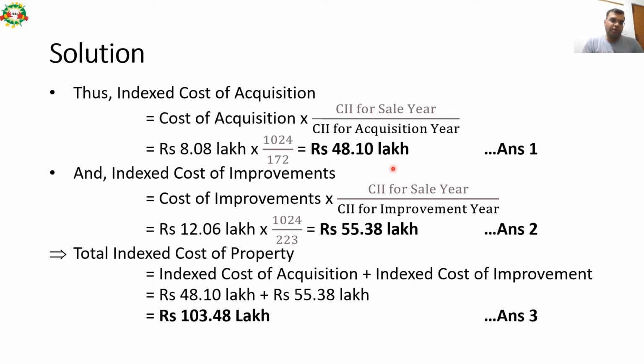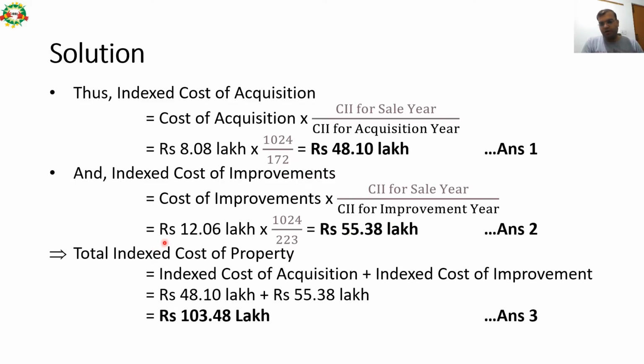2 marks done. Then we have to calculate the index cost of improvement. Same formula. Since improvement was also done after the base date, the cost of improvement is multiplied by cost index for sale year, divided by cost index for improvement year, because the improvement year is later than the base year for valuation.